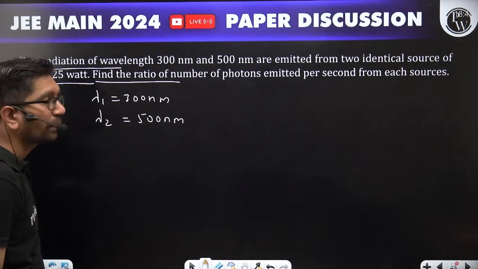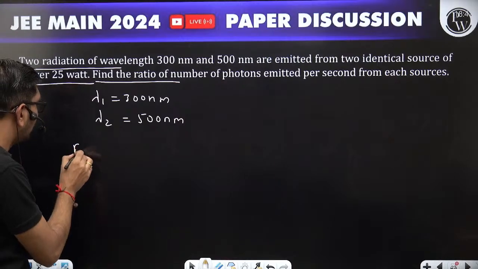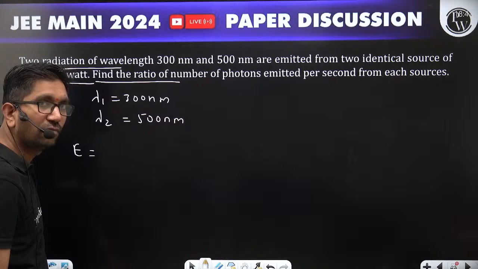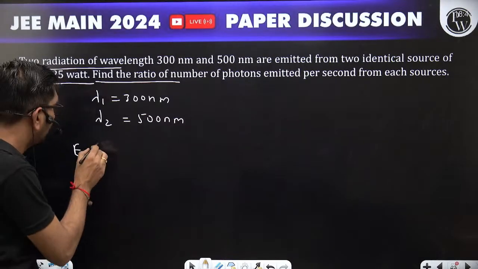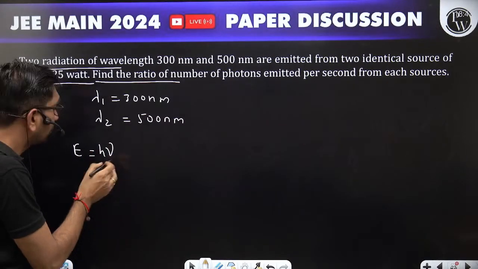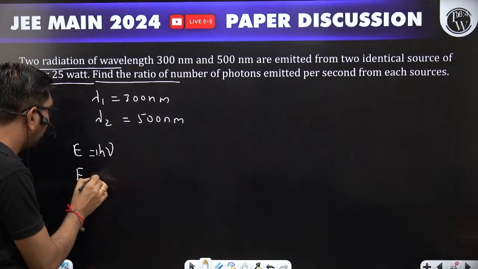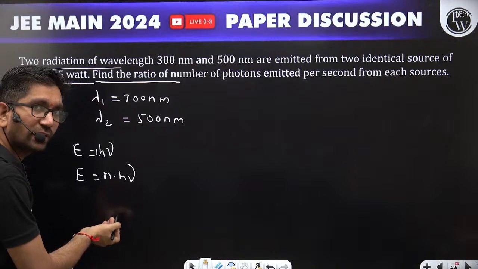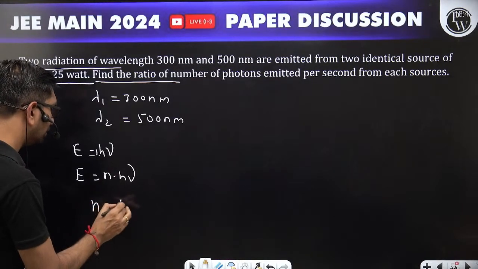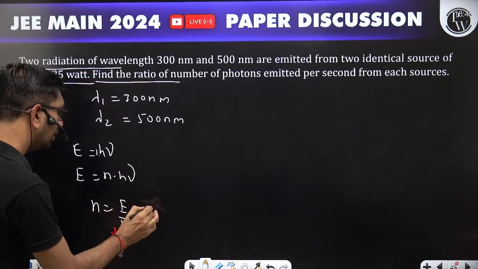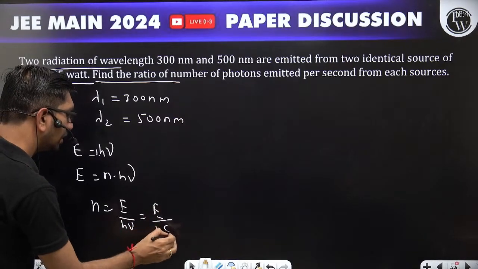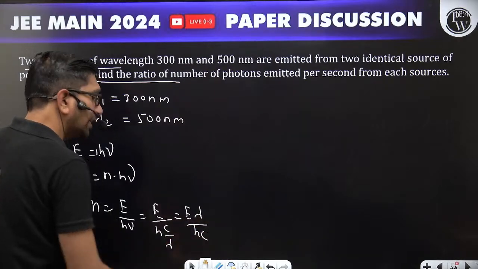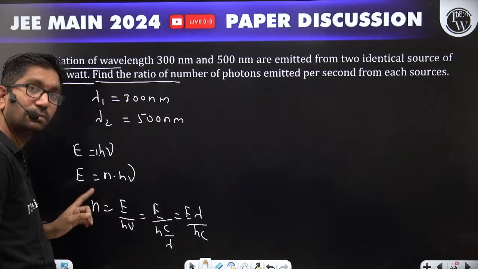Now beta, see here, as everyone knows, the energy of a wave is h mu only, right? This is for one photon. For n photons, it is n into h mu. Per unit time also we can take. So the n value you get is E by h mu, which is E by h c by lambda. So E into lambda by hc, the number of photons released per second.